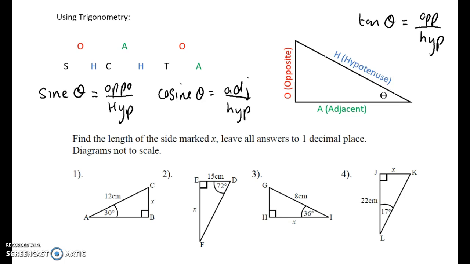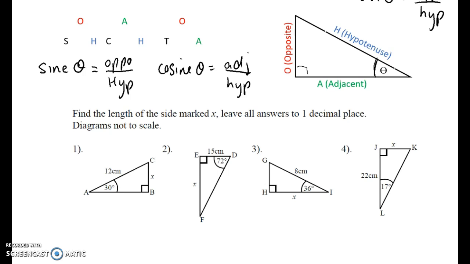It is very important though that you remember how to label them. If this is my angle, if I've been given theta, my opposite side is exactly opposite that angle. Adjacent means next to, and it's next to theta, and hypotenuse is always the side that's opposite the right angle. It's the longest side.